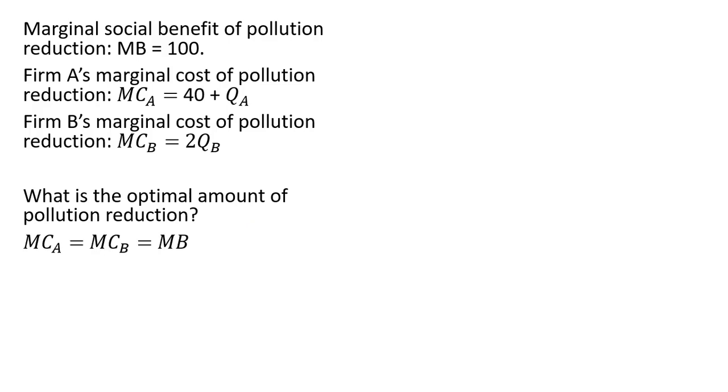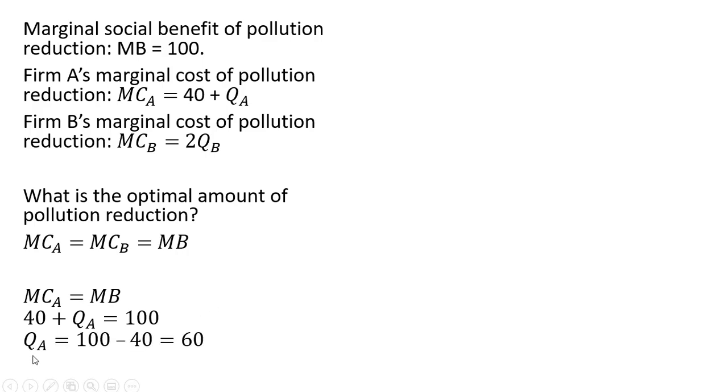The optimal amount of pollution reduction will occur where the marginal cost for firm A equals the marginal cost of firm B equals the marginal social benefit, or just the MB. So we're going to set the marginal cost of pollution reduction for firm A equal to the marginal social benefit. So setting those two equations equal and solving for Q subscript A, we get 60 units of pollution reduction.